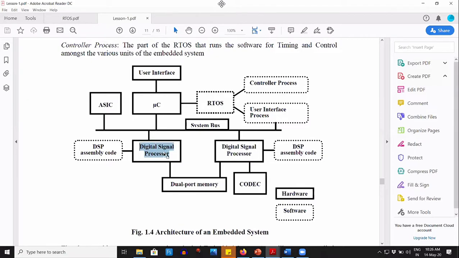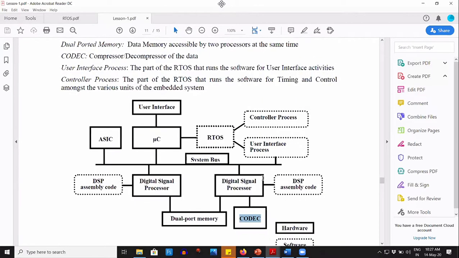And our software is somewhere here. DSP assembly code. There is more than one digital signal processor, combined with dual port memory. Codec compressor is also there to deal with this. You'll only know what all this is if you study all of this theory. Everything is connected by your system bus.